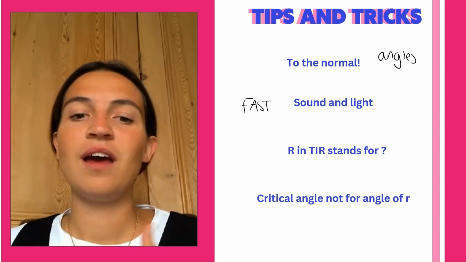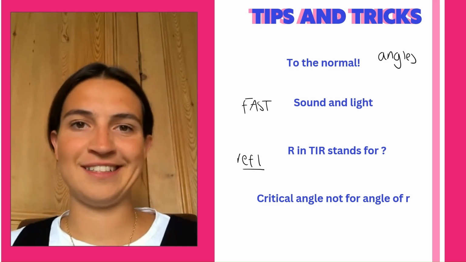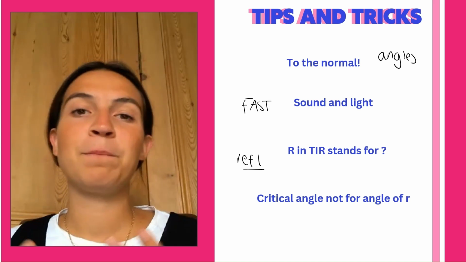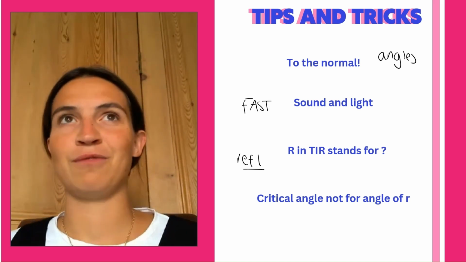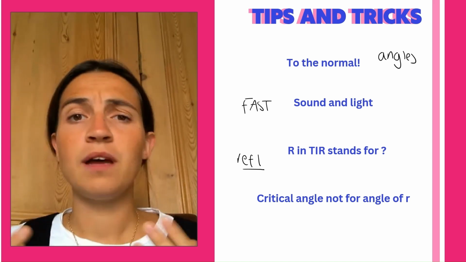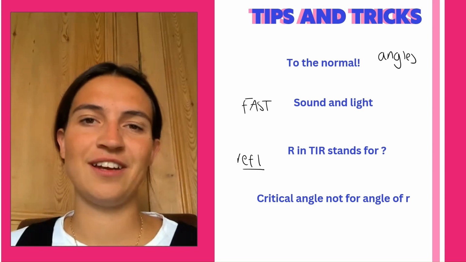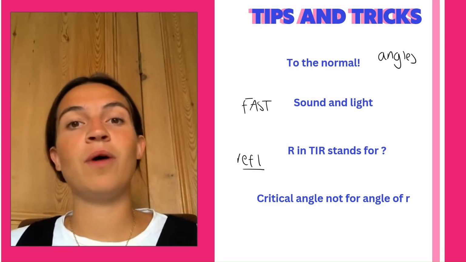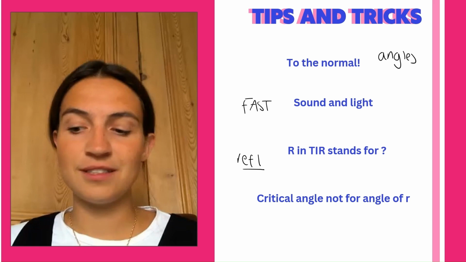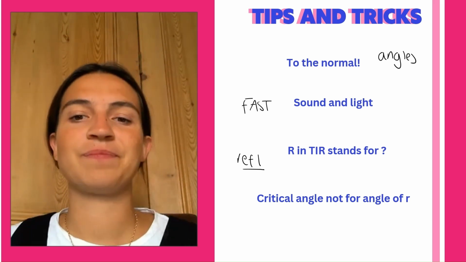R in TIR stands for reflection instead of refraction. Pupils often call it total internal refraction. That's not correct. It is reflection, and that really helps you because whenever you have total internal reflection, then you should then know that your angle I of incidence should equal that angle R of reflection.